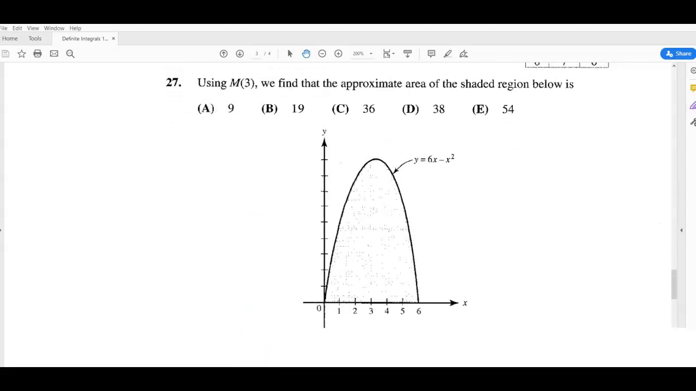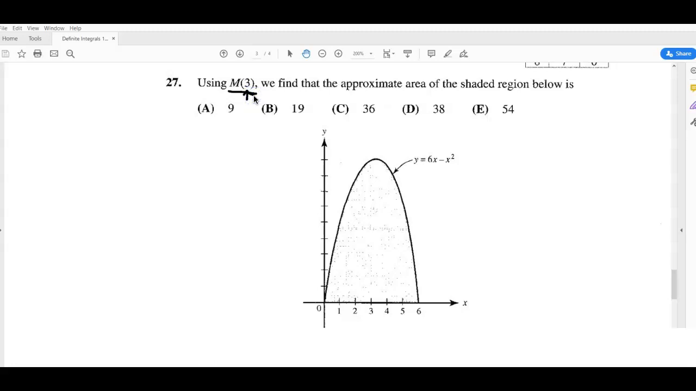I don't know why they use this notation. I haven't really ever seen this notation in any other book I've used, but what this means here is they want us to do a midpoint sum. So we're going to make rectangles out of the midpoints there. And what the 3 means is they want 3 subintervals.